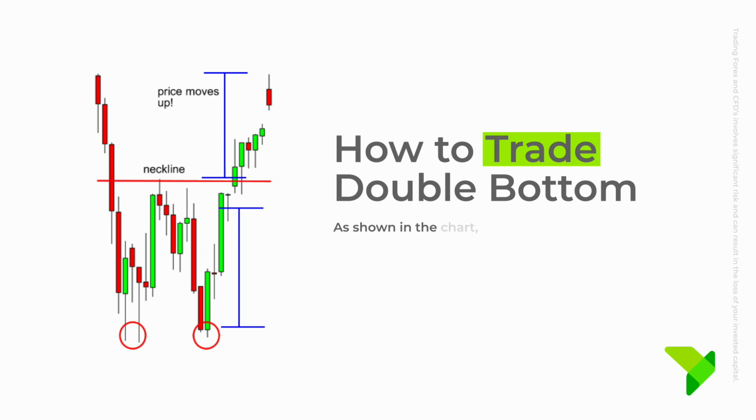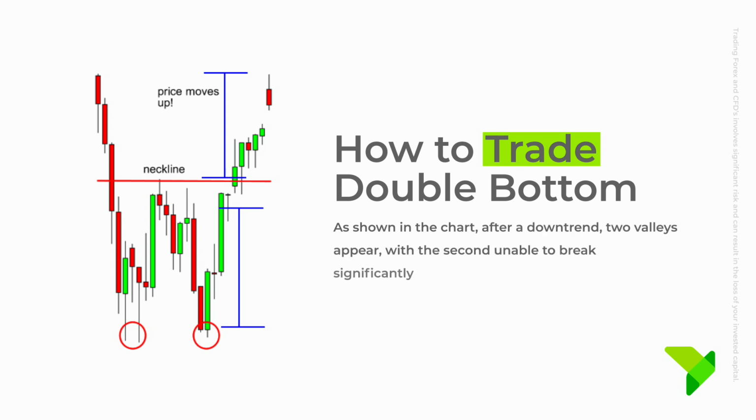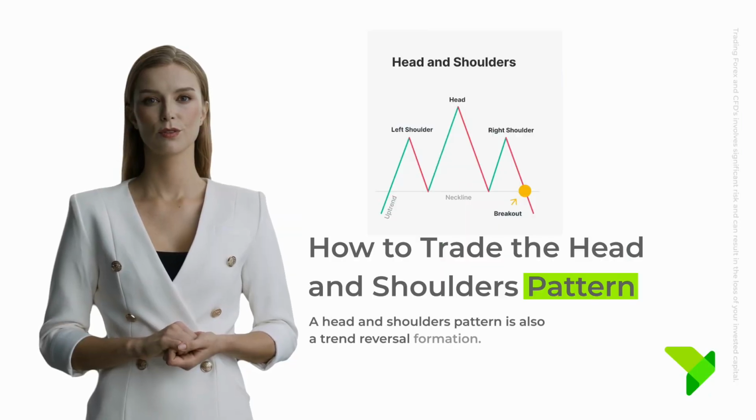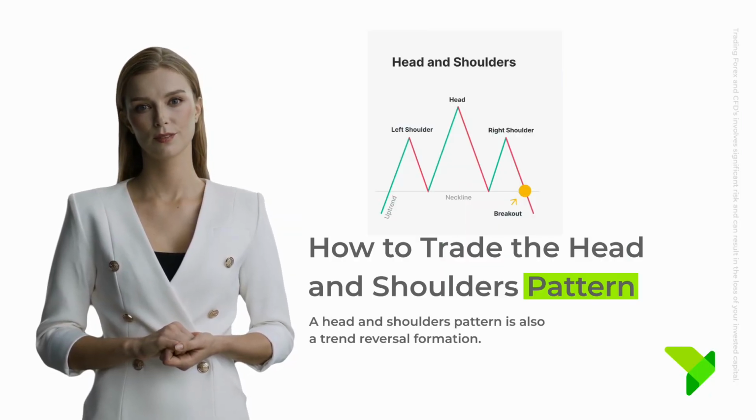As shown in the chart, after a downtrend, two valleys appear, with the second unable to break significantly below the first, a sign that selling pressure is nearly exhausted, indicating an upcoming reversal. A head and shoulders pattern is also a trend reversal formation.